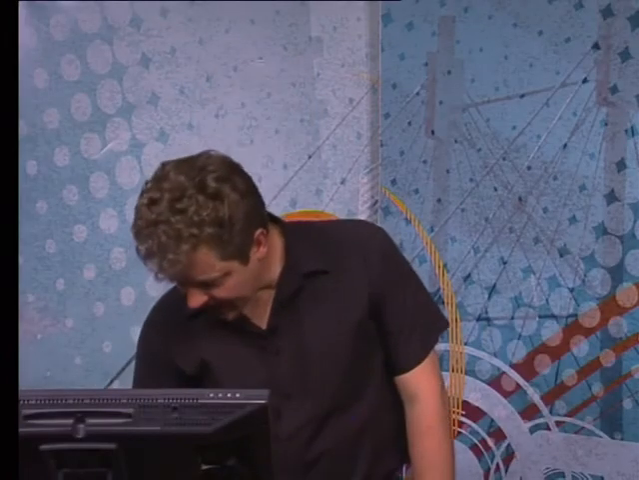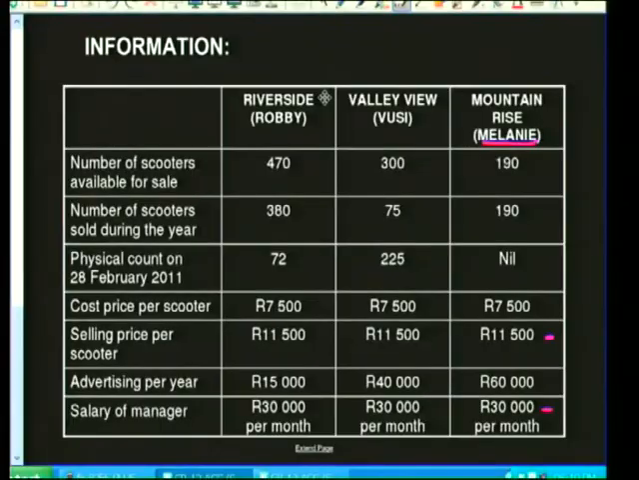Okay, that was the Riverside aspect of the question. Let's look at the Valley View aspect of the question. What is the problem here? Well, there were 300 scooters available for sale, but the business was only able to sell 75 of them. There are actually 225 scooters left over.